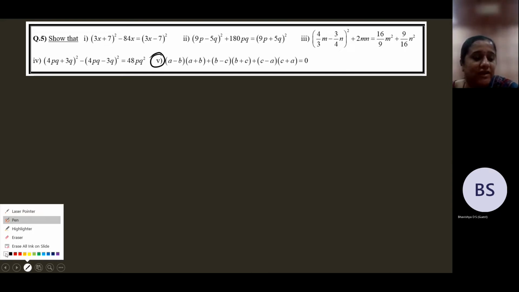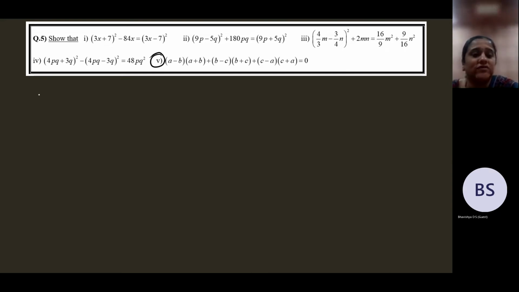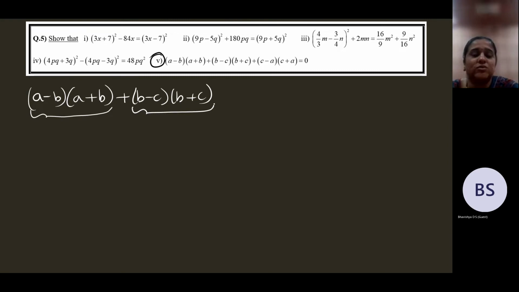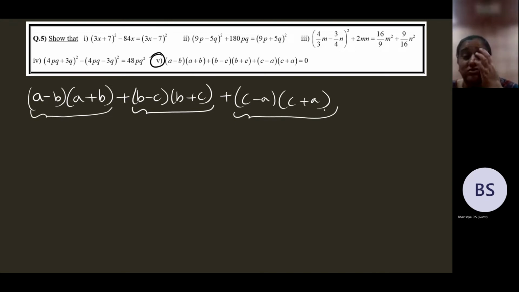No, darling. All right. Don't write down. Don't write first. I'll show you the answer slide. Let's just discuss. What is given is you need to show that a minus b into a plus b is one thing, plus b minus c into b plus c, this is the second part, like this is the first part, plus c minus a into c plus a, this is the third part. You need to show that this is equal to 0. That is the value of this entire expression is equal to 0.